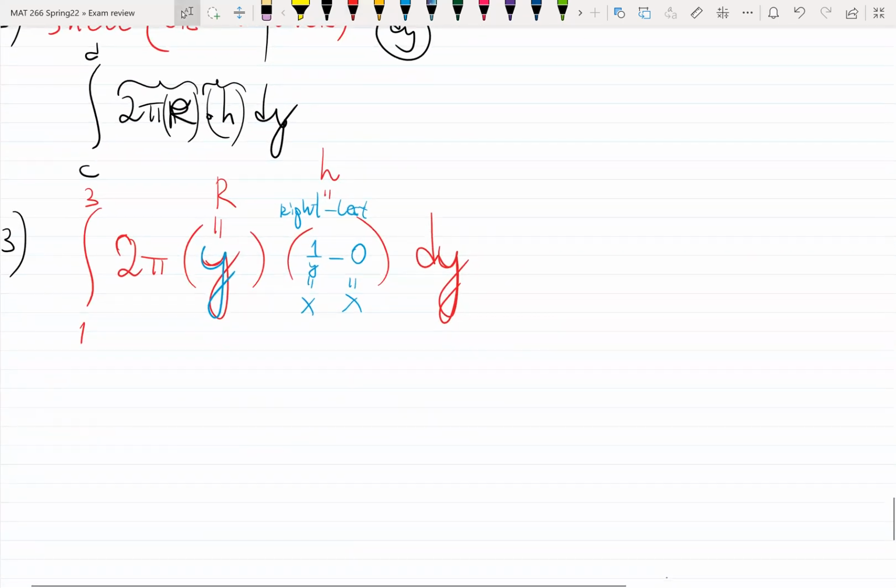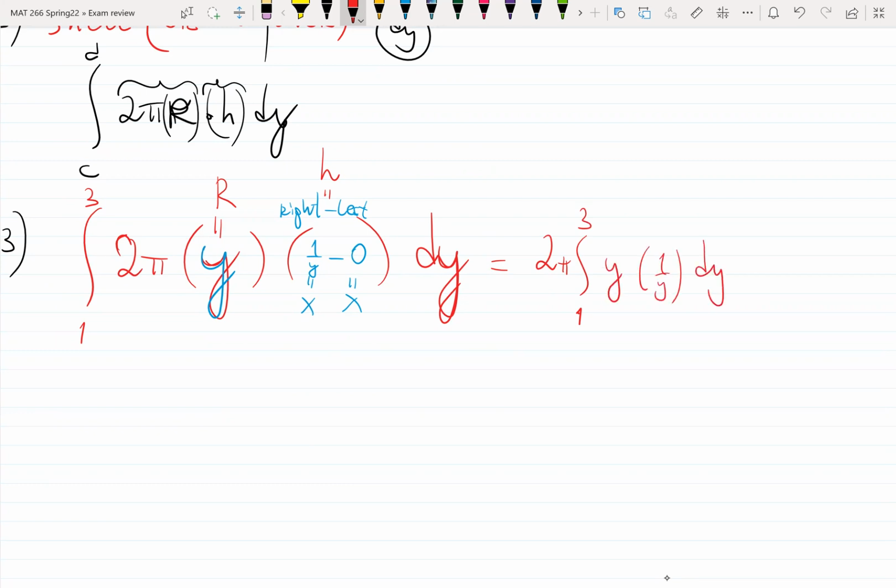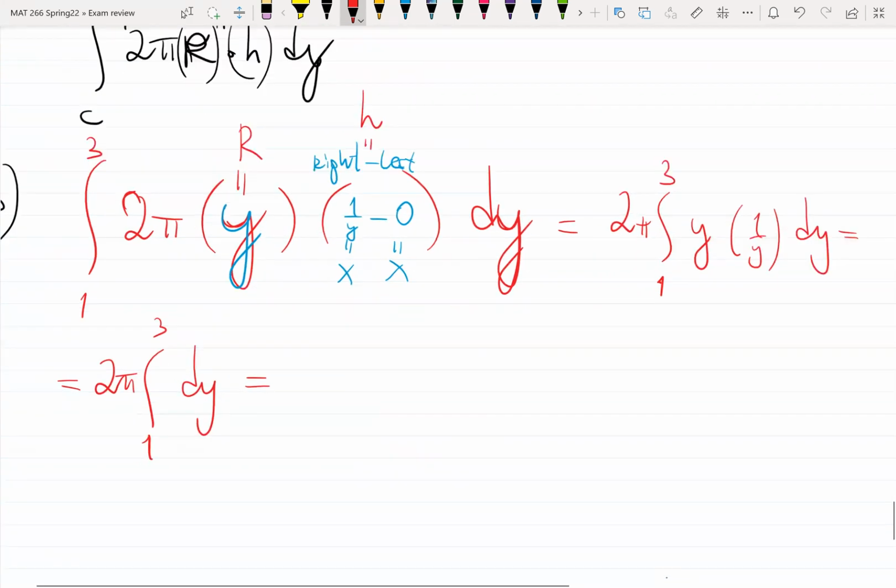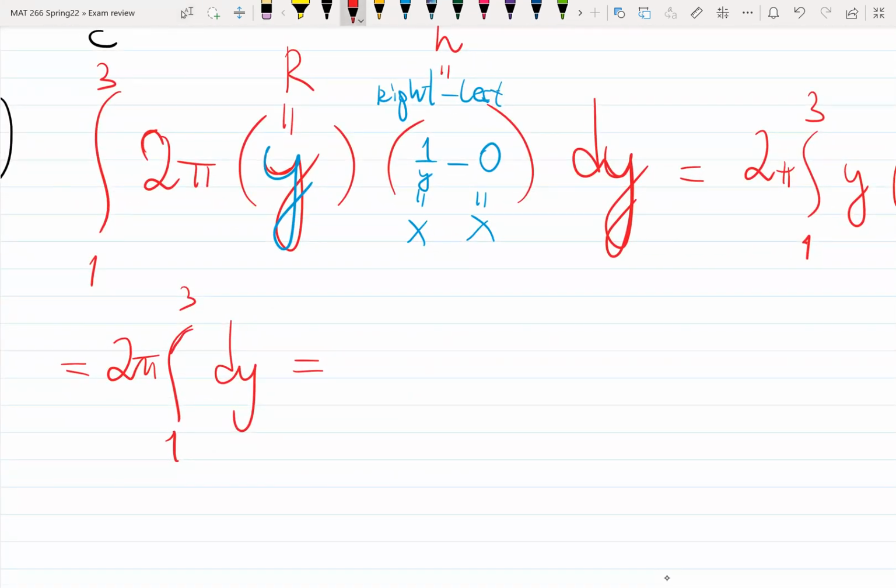variables in the integral. So the simplified version will be, I usually kick out 2 pi outside, the integral from 1 to 3 of y times 1 over y dy. So that actually is the integral of 1. What is the integral of 1? It's the length of this interval of integration. It's going to be 2 pi times (3 minus 1), which is 2 times 2, that's 4. 4 pi. It had better be positive because it's volume, units cubed.